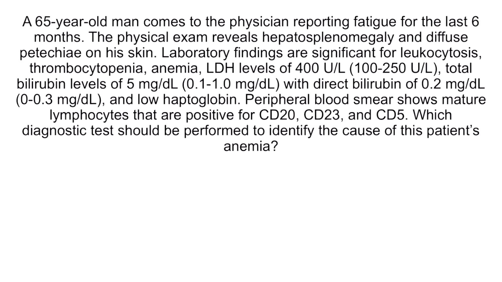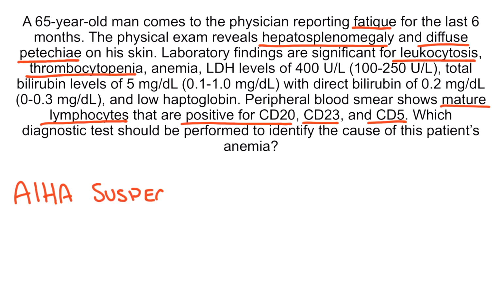All right, this patient presents with fatigue, most likely due to anemia. He also has diffuse petechiae, likely due to thrombocytopenia. The patient also has hepatosplenomegaly, and his peripheral blood smear shows mature lymphocytes positive for CD20, CD23, and CD5. Considering that he also has a leukocytosis, this presentation is classic for CLL. Patients with CLL develop anemia mostly due to IgG or IgM-mediated hemolysis. Hemolysis is further supported by LDH levels of 400, total bilirubin levels of 5, and low haptoglobin levels. Since autoimmune hemolytic anemia is antibody-mediated, we need to perform a Coombs test to look for either IgG or IgM antibodies causing this patient's anemia.